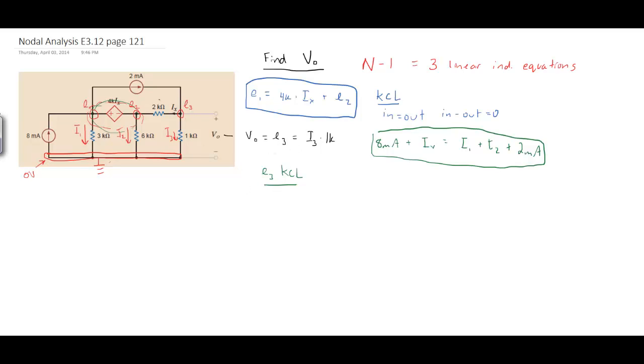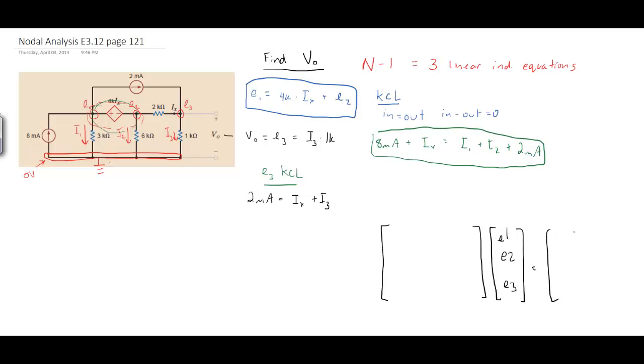Alright, so KCL. We have in equals out. We have 1 going in, 2 coming out. So let's do 2 milliamps equals an IX plus an I3. Like I said, we only need 3 linear independent equations in order to solve this. Let's put this into AX equals B matrix form, and we're going to use E1, E2, E3. We get these values all in there by setting up this system of equations.